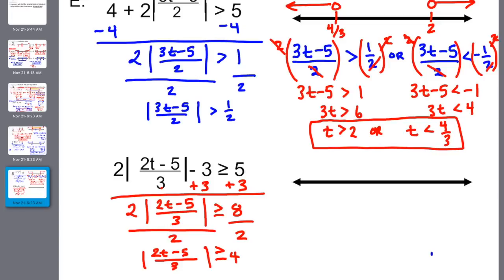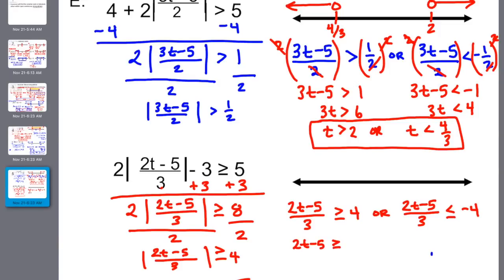Looks like another disjunction. So we're going to put our first statement as 2t minus 5 over 3 is greater than or equal to 4. Same exact statement as what we have down here, just without the absolute values. Or 2t minus 5 over 3 is less than or equal to negative 4. So the opposite of the inequality and the opposite of the number.